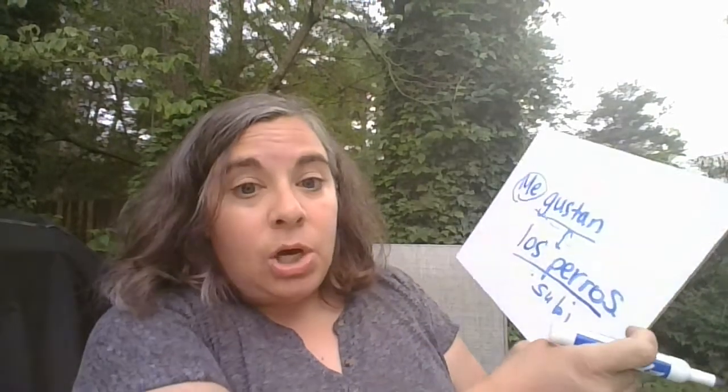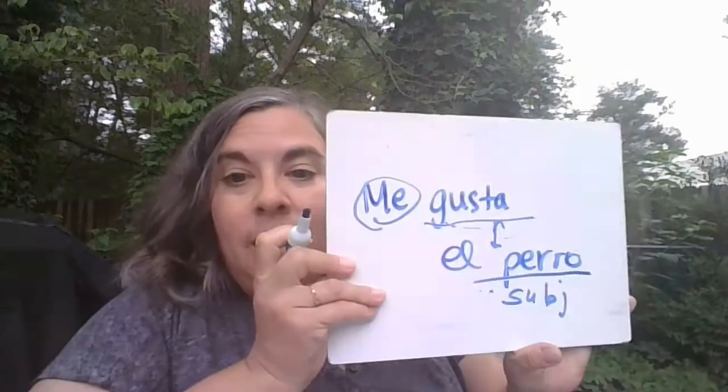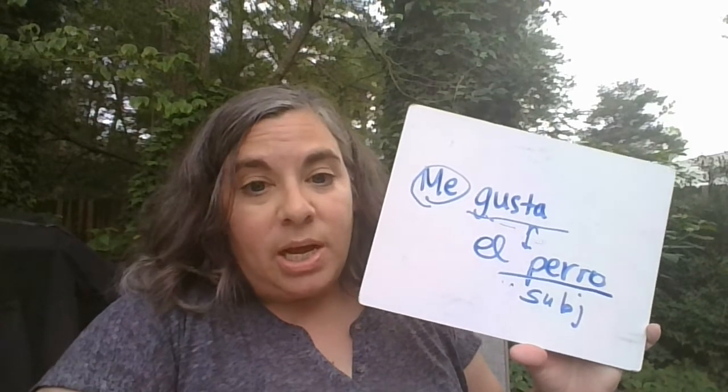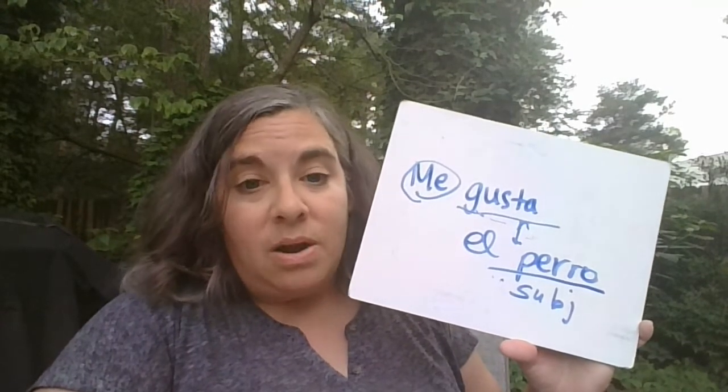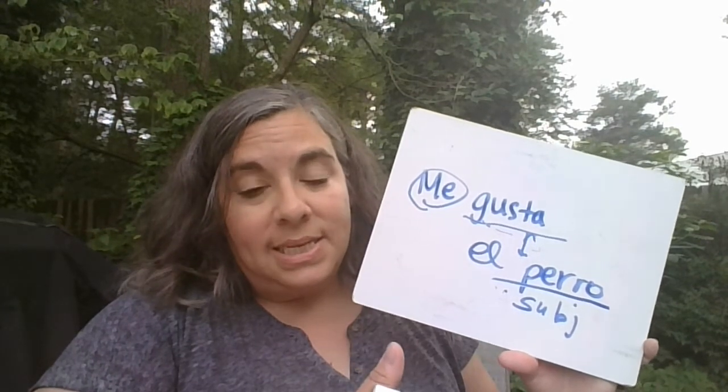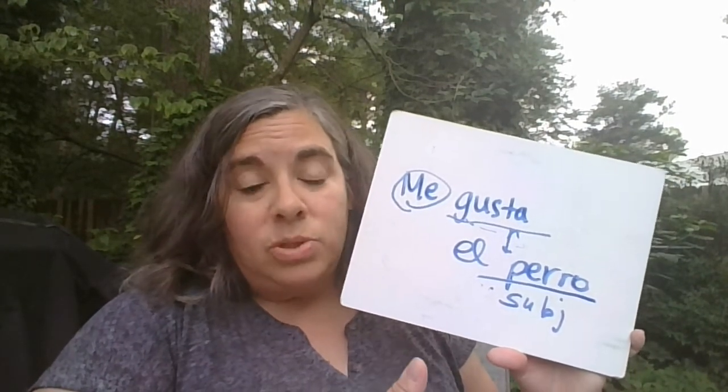So what if it's the dog? I like the dog. You would say, me gusta el perro. So in a nutshell, you only have two forms of gustar that you can use when you're putting together a sentence like this. Either gusta or gustan.